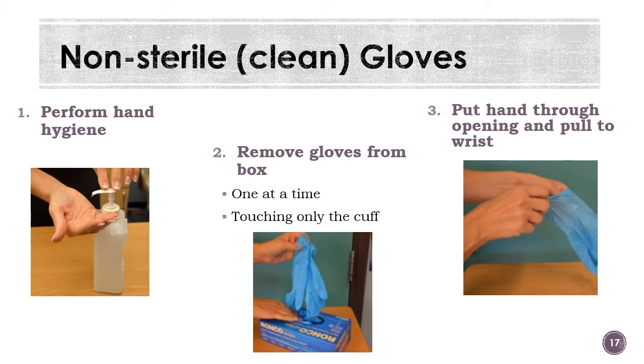Then what you're going to do is you're going to take that glove and you're going to pull your one hand through the opening of the glove, trying not to touch the outside and only touching the inside, and you're going to pull it up to your wrist. If the glove is not fitting completely perfectly, you'll have to just leave it for now and first put on the other glove before adjusting it.